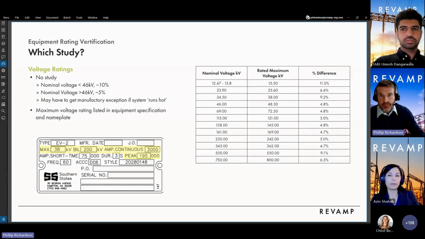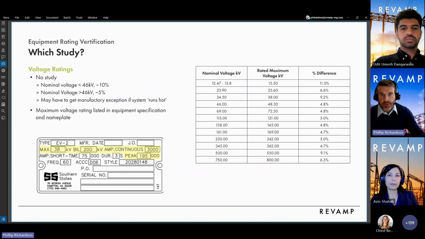For equipment maximum voltage rating, there's no study. You know what nominal voltages you're connecting at, whether that's 115 kV, 230, 345 kV, etc. Substation equipment has a standard maximum rated voltage associated with a nominal voltage. There are times where you may exceed the standard maximum voltage rating and may have to specify higher voltage requirements.